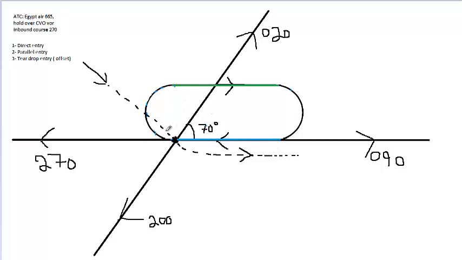Once you pass over the station, the second step is to turn left and fly a heading of 090. This is 090, the same heading as the outbound. Heading 090, parallel. So you're actually flying parallel to the outbound leg, hence the name parallel entry.